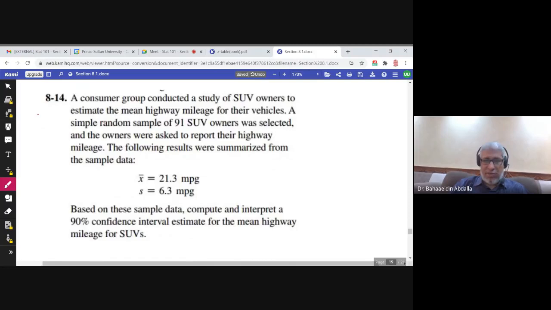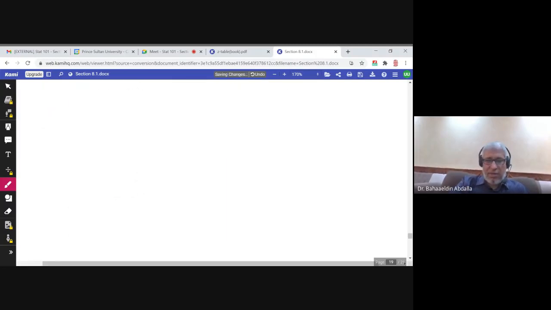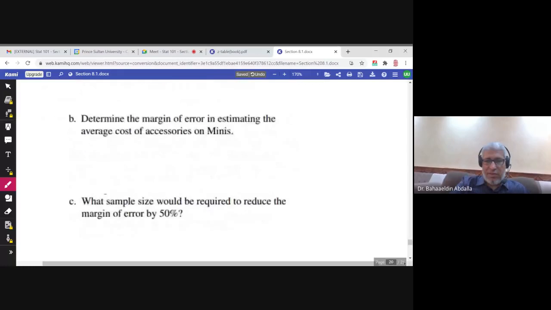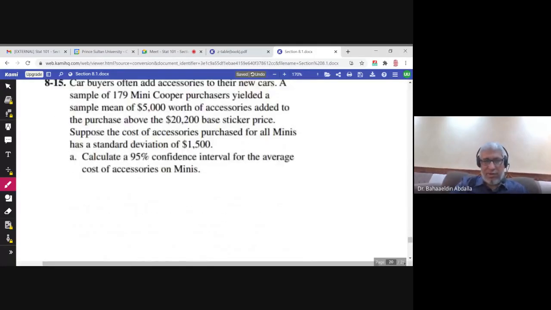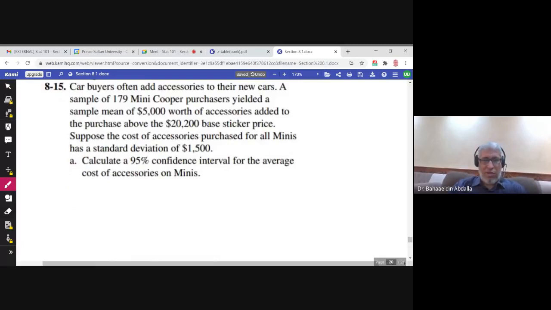Please solve this similarly. And here, let us end our journey by solving this exercise. Car buyers often add accessories to their new cars. A sample of 179 Mini Cooper purchases yielded a sample mean. So this is x bar, this is n, worth of accessories added to the purchase above the $20,000.